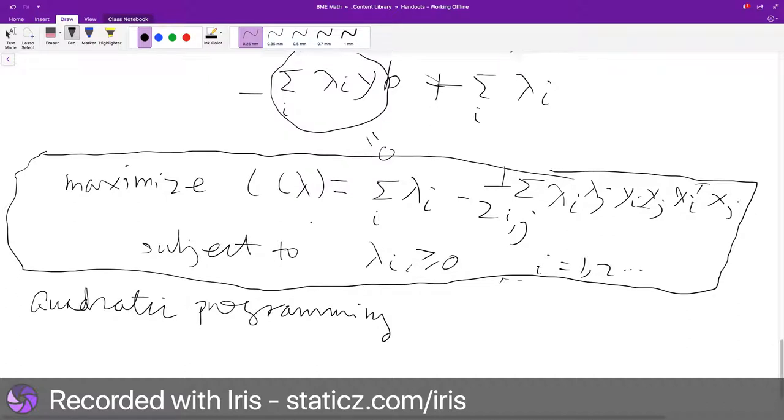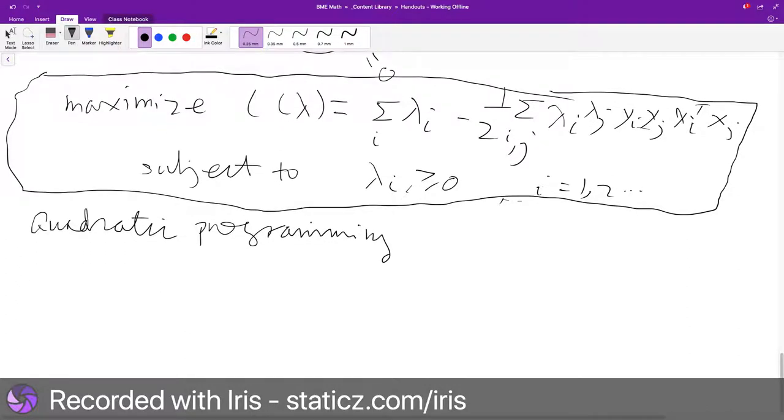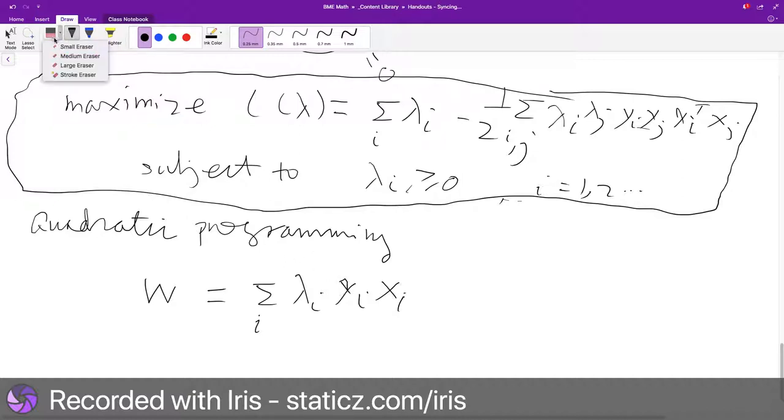So what does the solution look like? The solution we said before: once you solve this for lambda, then your weight vector w equals the sum over i of lambda_i y_i x_i. Let me write this better.